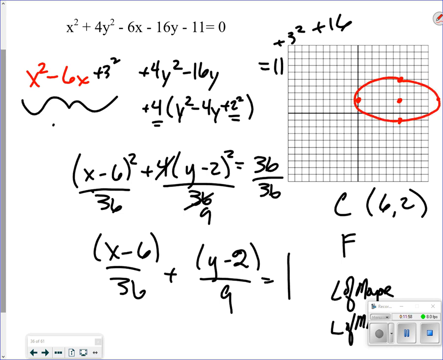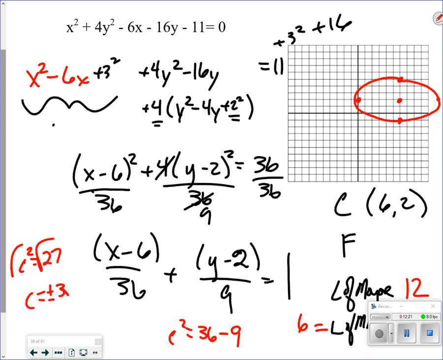So the length of the major axis, again, you went left and right 6, so the major axis is 12. Length of the minor axis, which is behind here, would be 6. And now for the foci. In order to get the foci, you need c. C squared equals a squared minus b squared. So I end up getting c equals the square root of 27, which is plus or minus 3 square roots of 3. I will want you to simplify that.